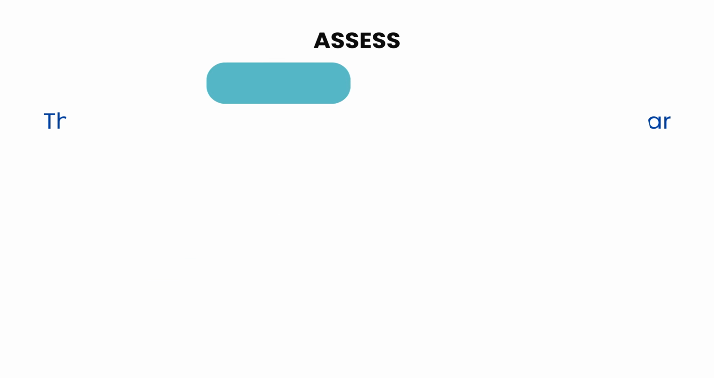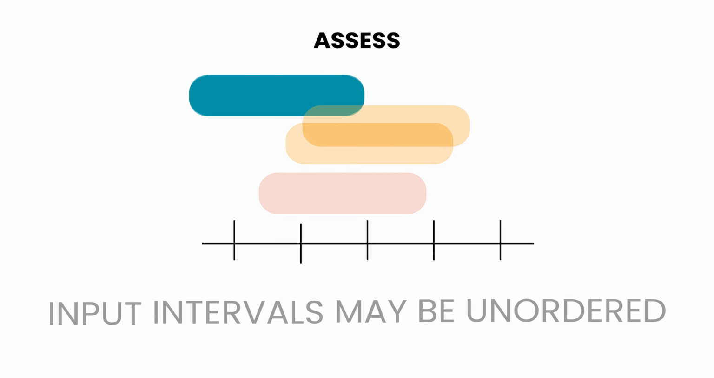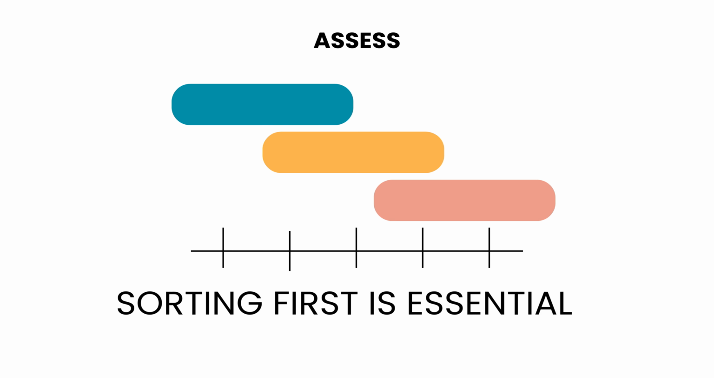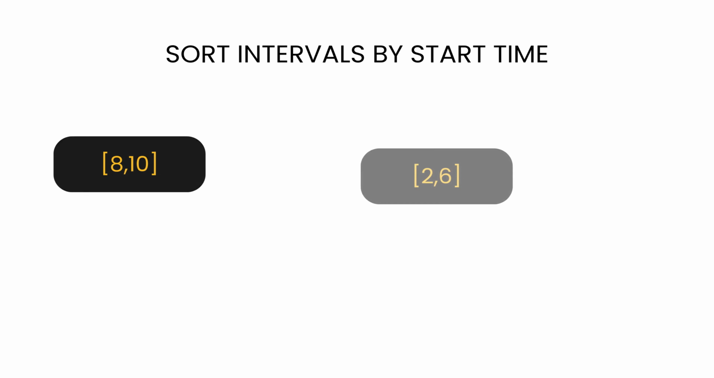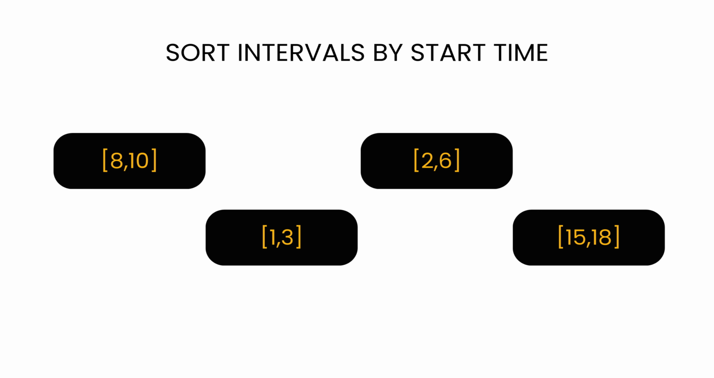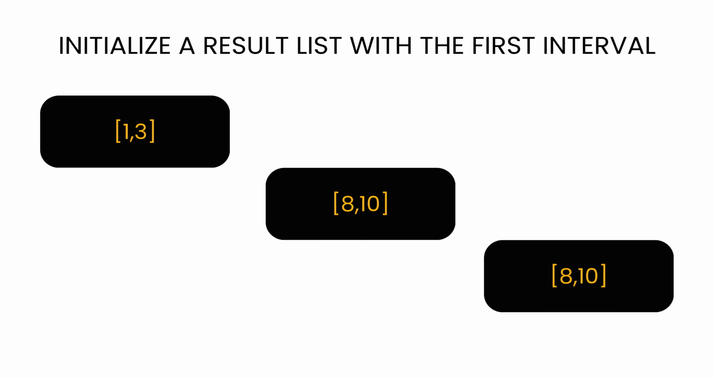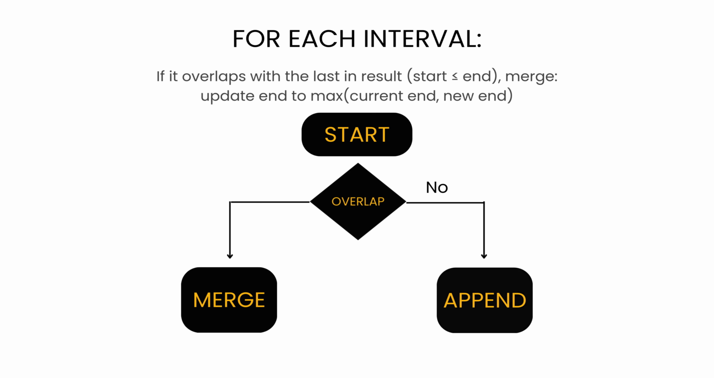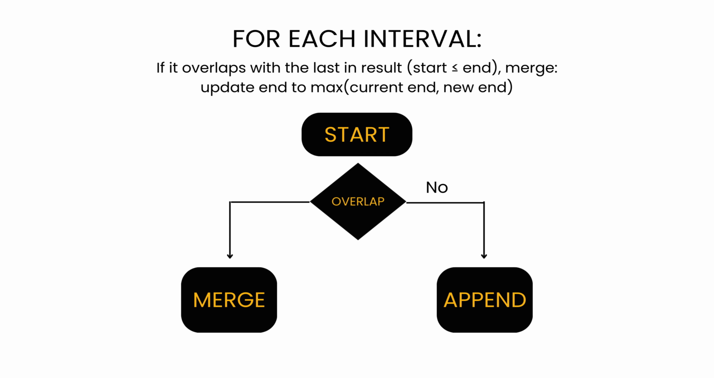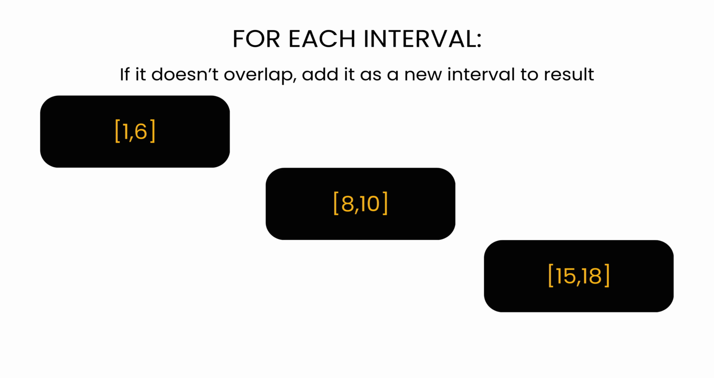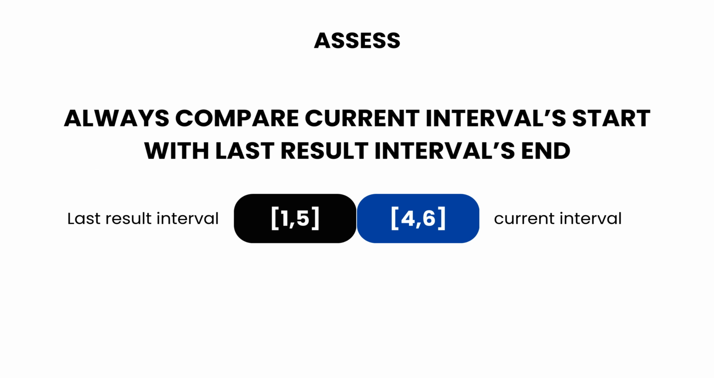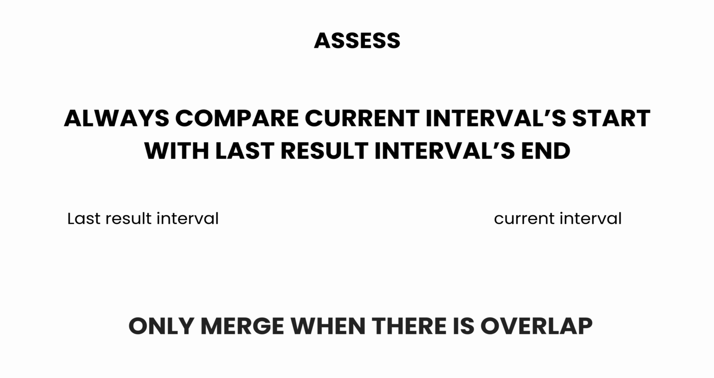What's tricky? Input intervals may be unordered. Overlaps may cascade. Merging two can create new overlaps. Sorting first is essential. Sort intervals by start time. Initialize a result list with the first interval. For each interval, if it overlaps with the last result interval, that is, start less than or equal to the last end, merge: update the end to the max of the current end and the new end. If it doesn't overlap, add it as a new interval to the result. Let's clarify. Always compare the current interval's start with the last result interval's end. Only merge when there is overlap.